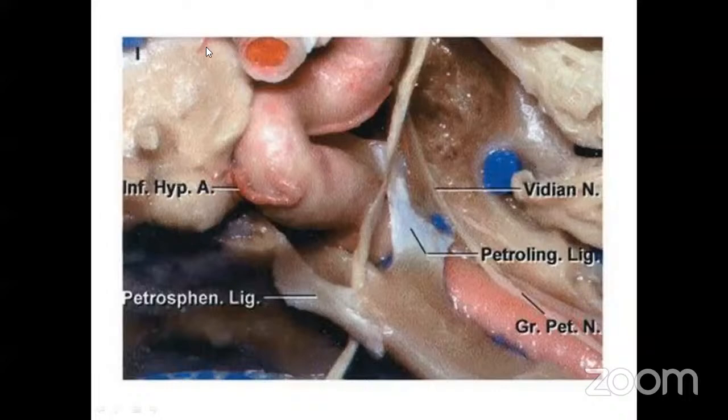Another vessel we can make out here is this one. This is the superior hypophyseal artery. And again, this also arises from the carotid artery. We can appreciate the Vidian nerve here, which, as we can see, is closely associated with the carotid artery.